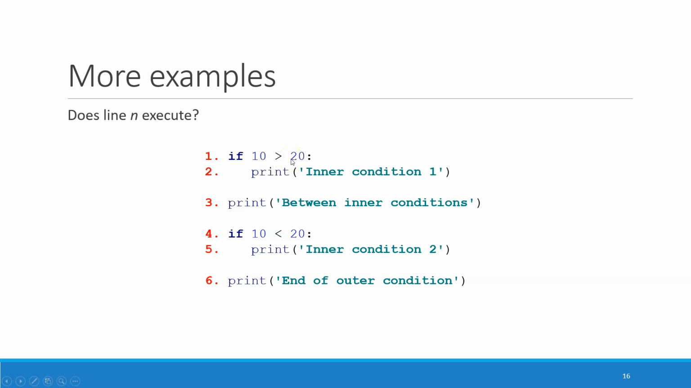Sorry. Yes, it's going to be executed. But the result of this one is going to be false. That means line 2, which is the branch, is not going to be executed. Line 3 is part of the main program, so it is going to be executed because it's not part of the branch. Line 4 is going to be executed because I'm doing the comparison over here, and the result is true. That means the branch for this if statement, which is print inner condition 2, is going to be executed and it's going to print out. Line number 6 is also going to be executed because it's not part of the branch, it's part of the main program.